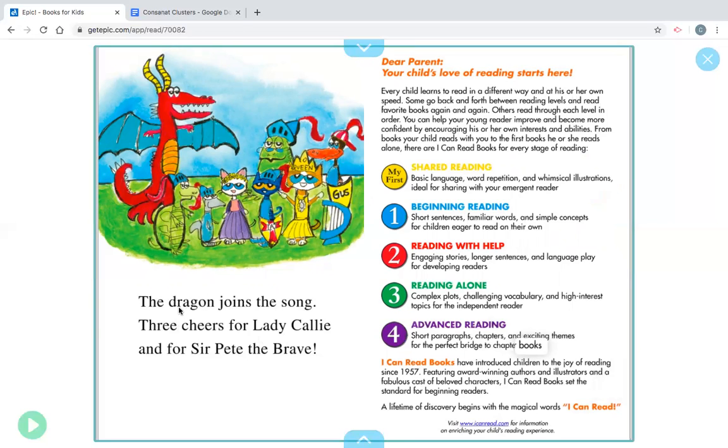Let's see on the last page. We have dragon again. It's number 11. And there's another one here too. Can you see it? Finally, we saw the BR again with brave. And that is the end of our read aloud. So we found 11 DR consonant clusters, and we found 4 BR consonant clusters in this Pete the Cat read aloud.